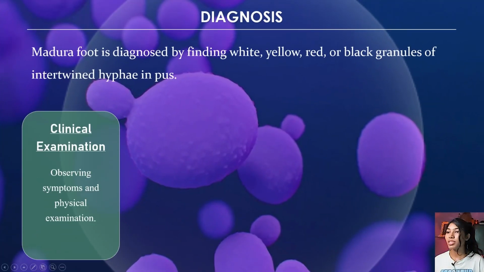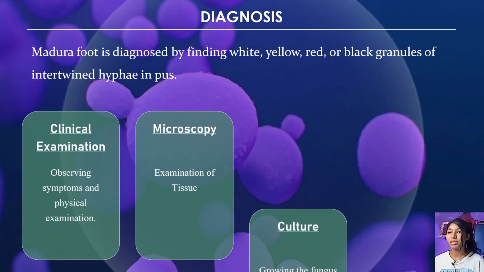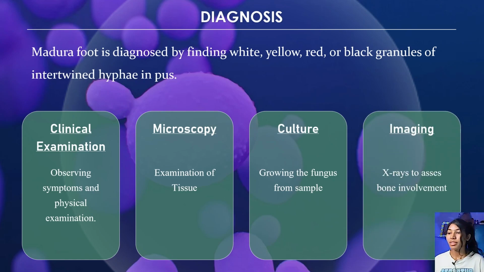diagnosis involves clinical examination where we look for visible signs like nodules or pus discharge. Then microscopy. We can also take a sample of the pus or tissue and examine it under a microscope. Then culture tests are done to grow the fungus or bacteria from the sample to identify the cause. Then X-ray or MRI scans help us to see if the infection has spread to the bones.